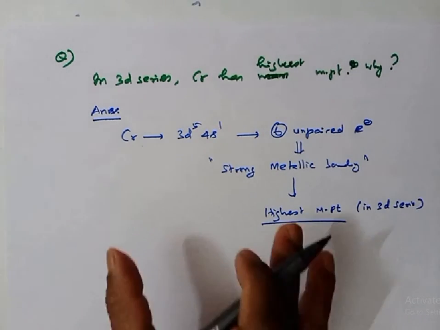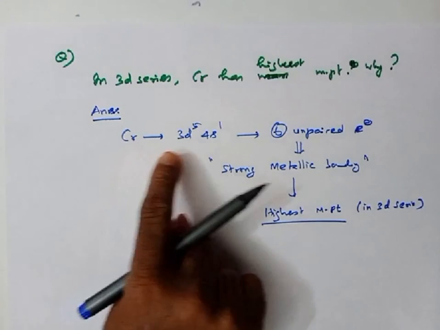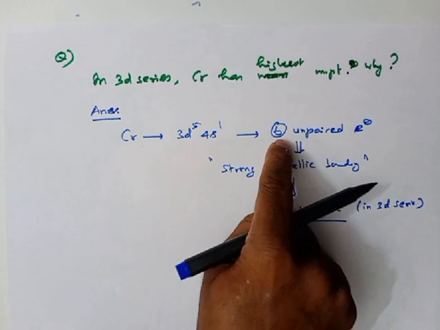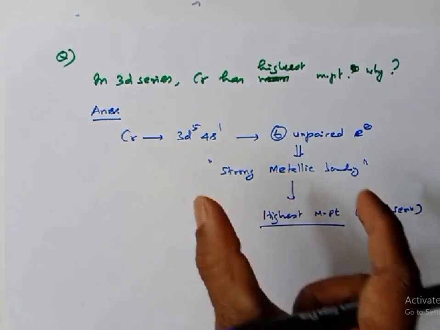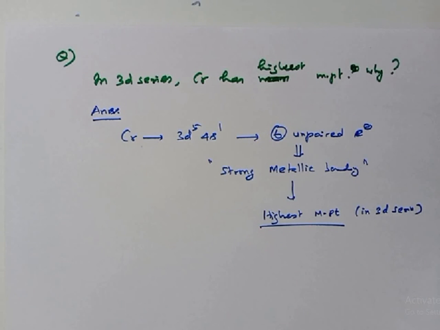Clear, student? Like this you have to answer. Chromium's electronic configuration is 3d5 4s1, it has 6 unpaired electrons. Because of that, metallic bonding is strong. Is this clear, student?